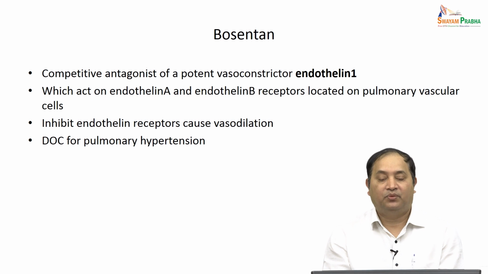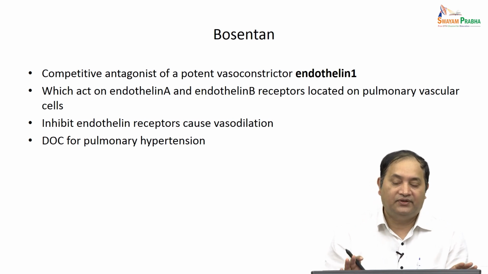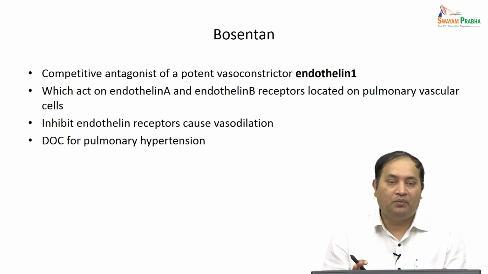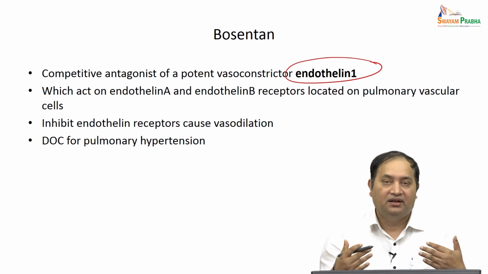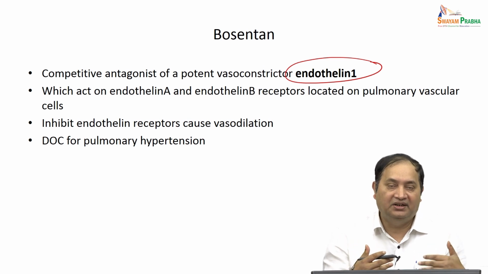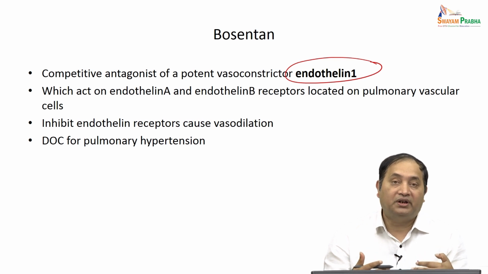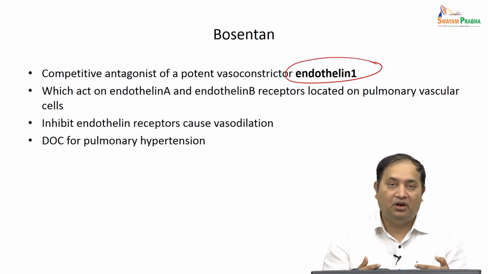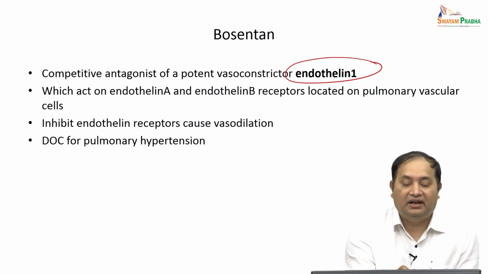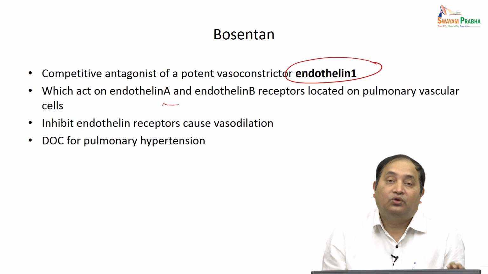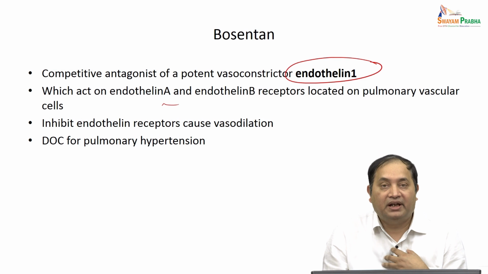One of the drugs you can see is bosentan, and this bosentan is basically a competitive antagonist to a potent vasoconstrictor like endothelin. When you say vasoconstrictor, you can say adrenaline, you can say noradrenaline, but the most potent vasoconstrictor is endothelin. And that is the reason people have developed a drug like bosentan, which acts on endothelin 1, and these endothelin A and B receptors are located in pulmonary vascular cells. So, this drug is a potent vasodilator.